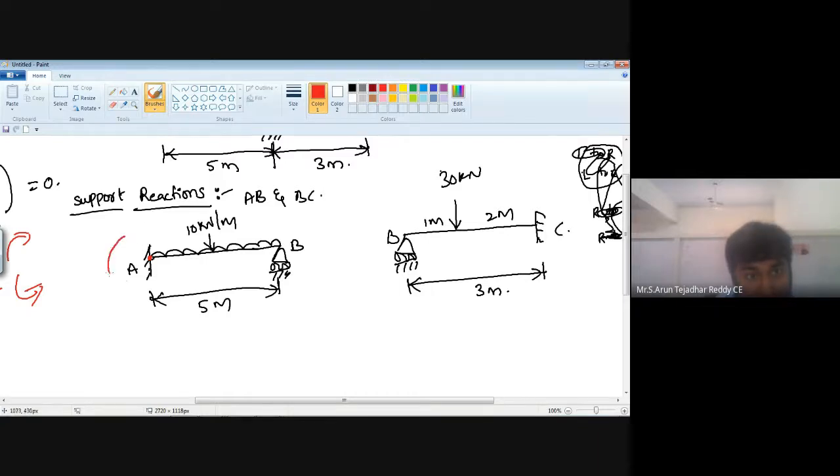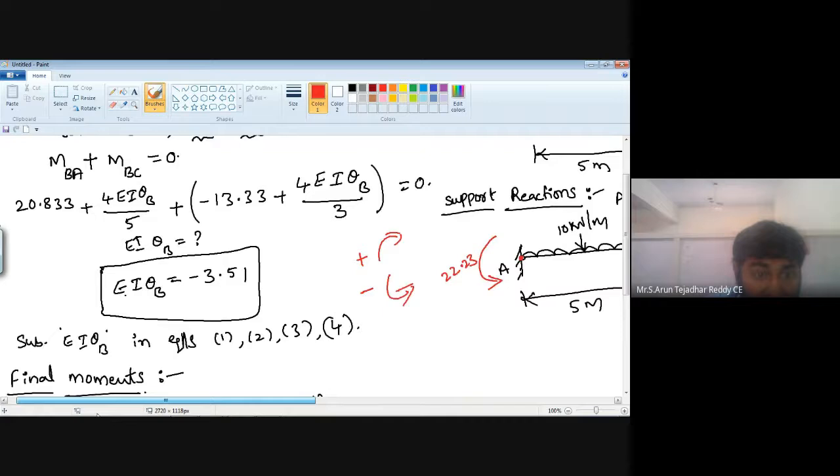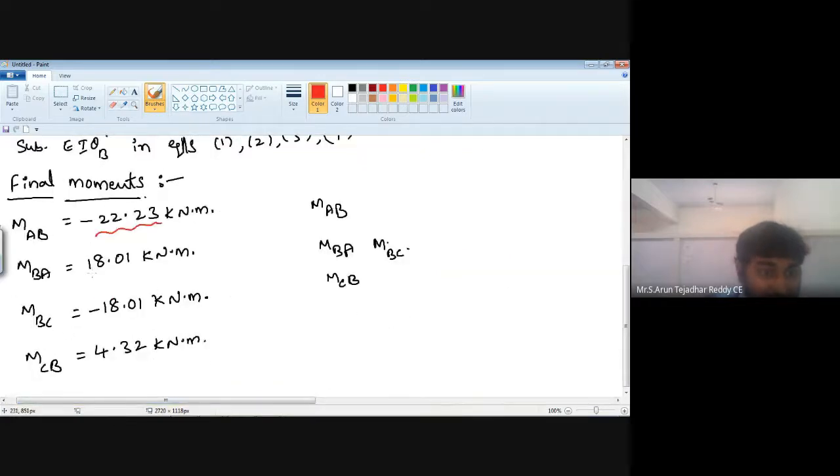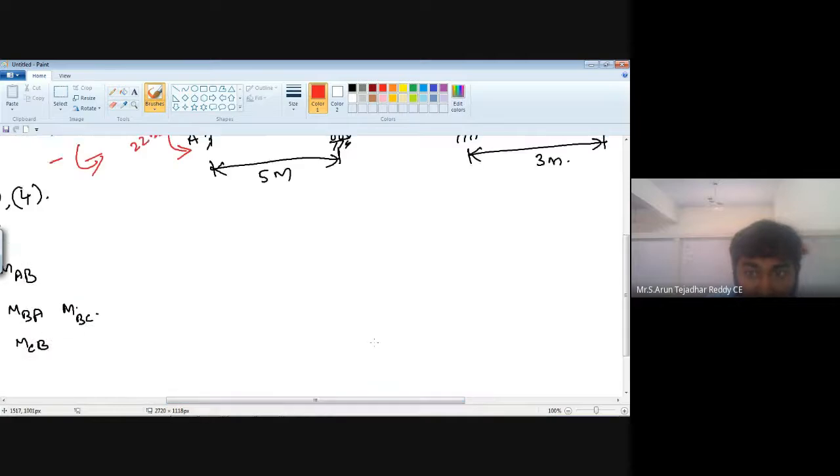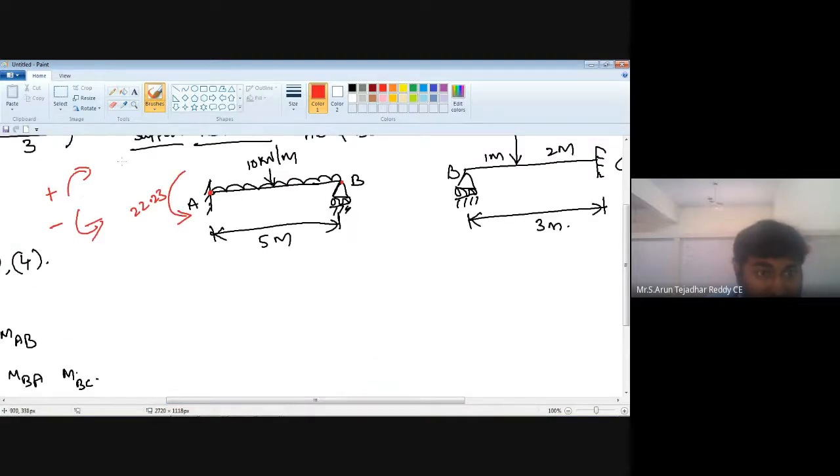So my direction is anti-clockwise and value is 22.23. Now here at right side I have a point B. It means final moment BA, that is 18.01 kilonewton meter. Here it is positive. Positive means it's a clockwise direction. So it is clockwise. Value is 18.01. First span completed.